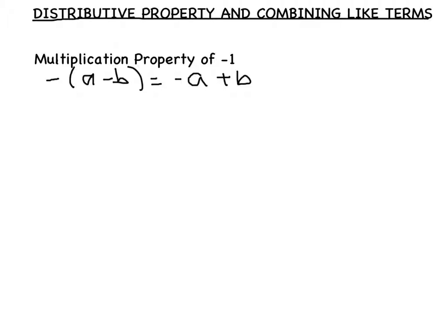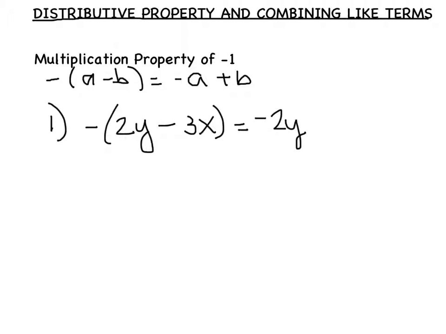Let's start with the first problem. If I have minus, 2y minus 3x, so the opposite of 2y is minus 2y, and the opposite of a negative 3x is a positive 3x. Whenever you see a minus outside the parentheses, change the signs of the terms that are inside the parentheses.